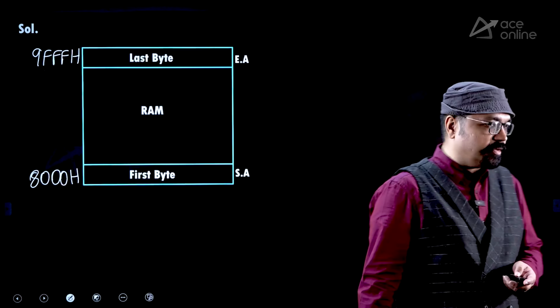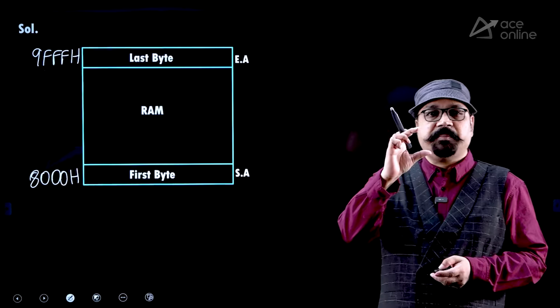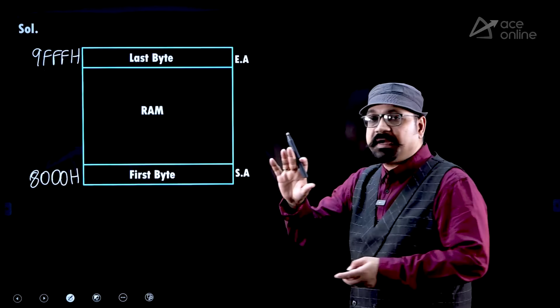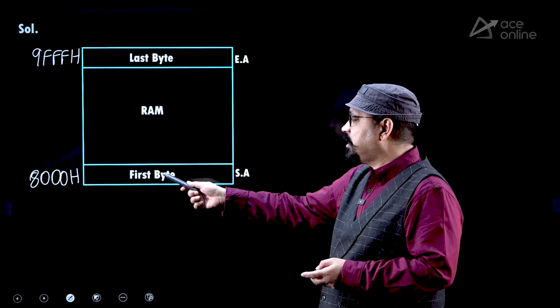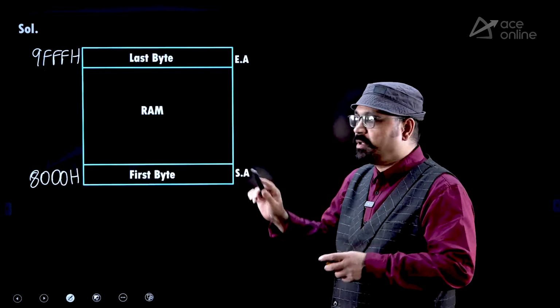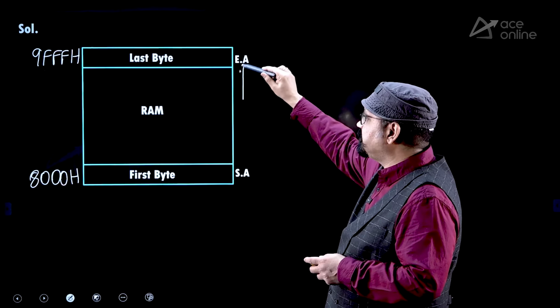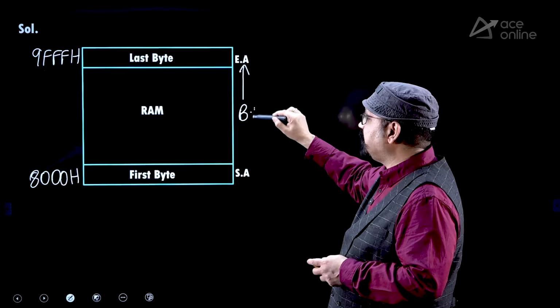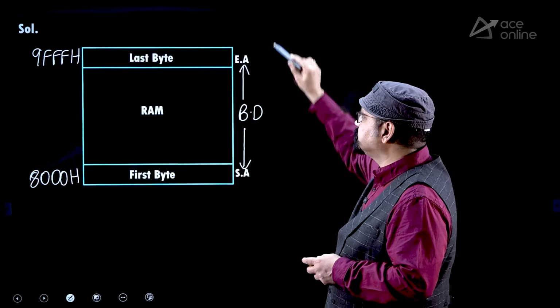So what are you going to find out? First, to find the byte difference. Byte difference doesn't mean that we are going to subtract the content of this memory location from this memory location. It can be any content, please. We are going to take the difference between these two addresses. This we call a byte difference, right?